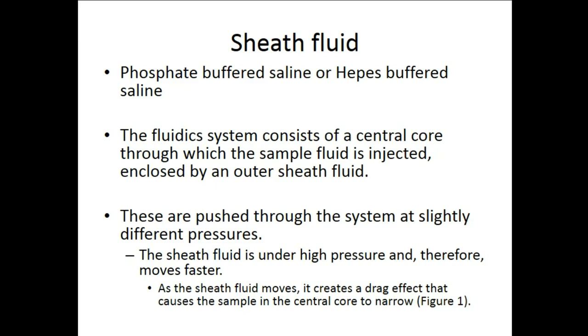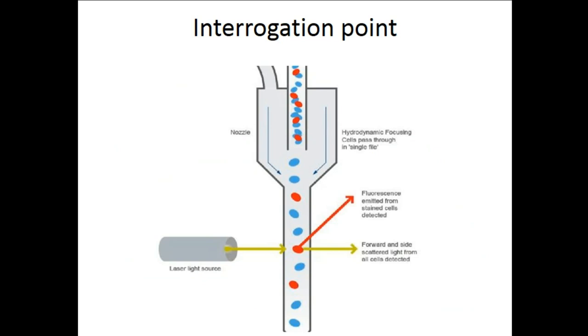So when you're describing the fluidics of a flow cytometer, I want you to talk about the difference in pressure between the sheathed fluid and the pressure of the blood sample, and that this difference in pressure causes the blood sample to undergo laminar flow, and this enables the blood cells to be aligned one by one. Okay, so now you've created this single file solution of cells.